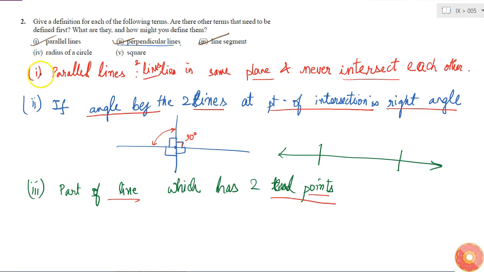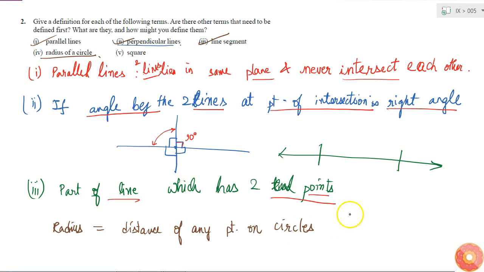If I want to define the radius of a circle, this also I can define in many ways. One definition which I feel is the most basic one is the distance of any point on the circle from the center of the circle. This is called the radius. Distance of any point of the circle from the center of that circle, that is called the radius.